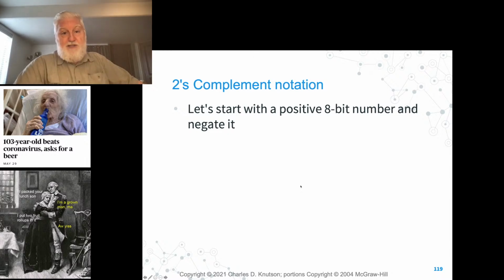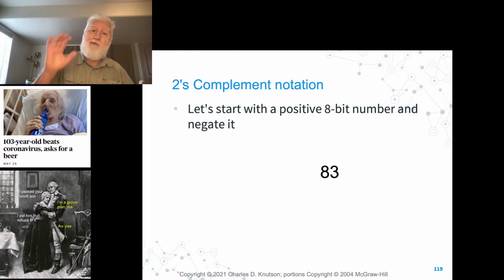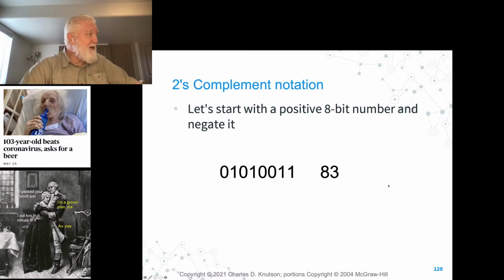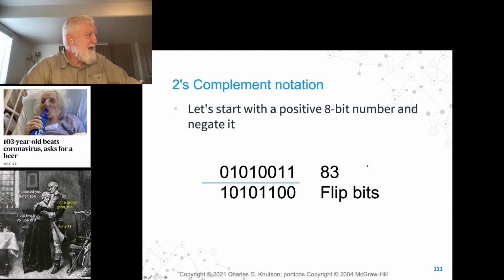So let's take a look. Let's do a couple of approaches here. There we go. 83, positive 83. We're going to start with that, and we're going to negate it. So we want the binary representation of negative 83. That's positive 83. You can work the math yourself, right? 1, 2, 4, 8, 16, 32, 64. So 64 plus 16 is 80, plus 3 is 83. You can see that it's 83.